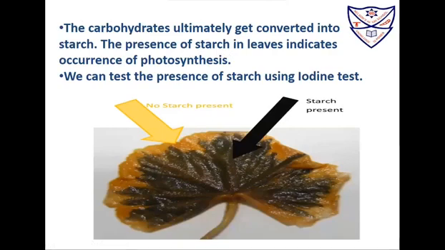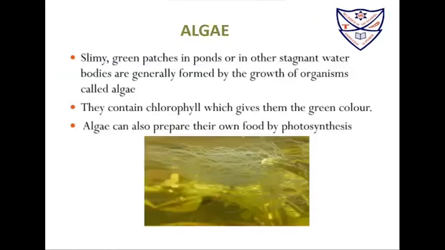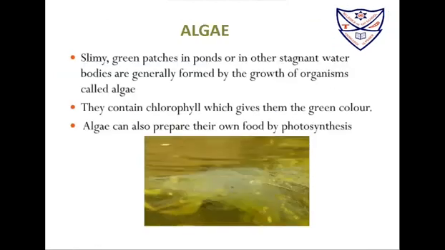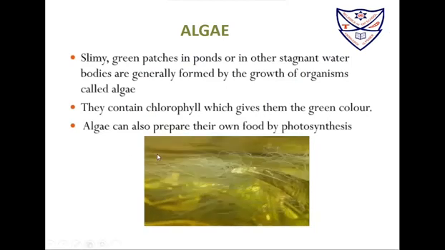We can test for the presence of starch by doing a simple test called the iodine test. So if we put iodine on the leaf, then if starch is present, the color of the leaf changes to a bluish black color. This way we know that the plant is doing photosynthesis. There are water plants like algae.